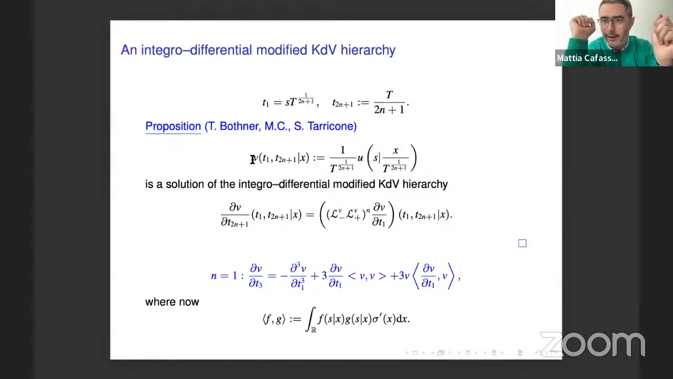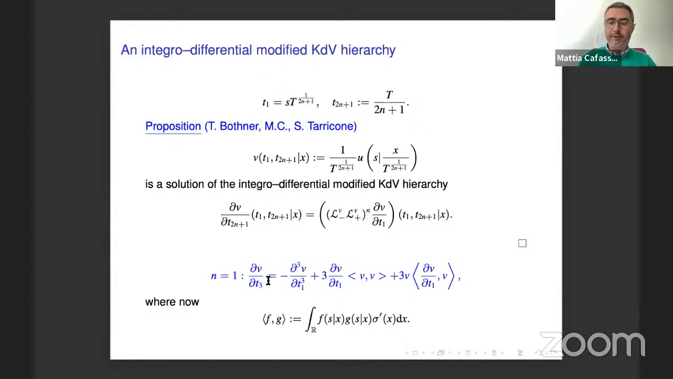Here, T1 is the space of the hierarchy, okay, T1. T2n plus 1 is the 2n plus 1 time of the hierarchy. And this x variable that we have here is just the additional variable that you add because you are in a Hilbert space, okay? It is the one that you integrate against sigma, okay? And we have a general integro-differential modified KdV hierarchy, which can be written explicitly with some recursion operator.